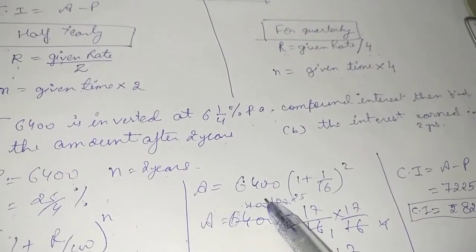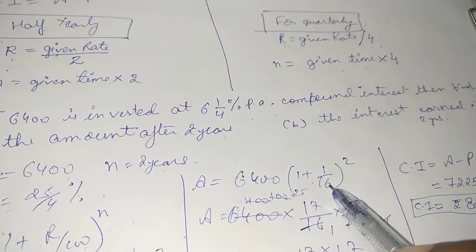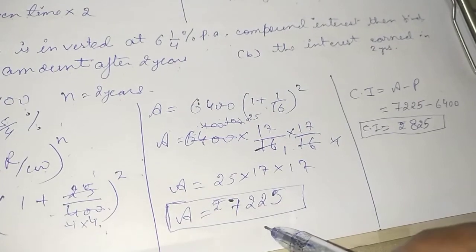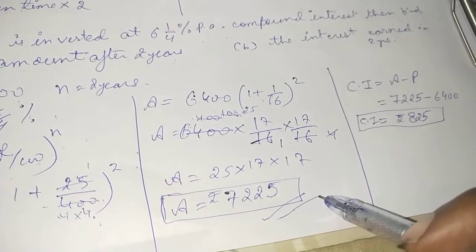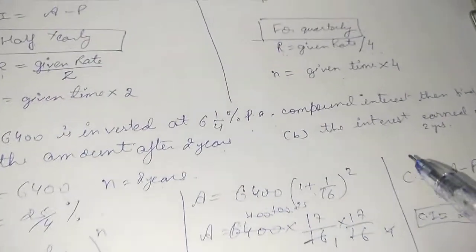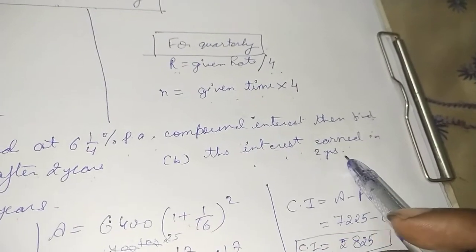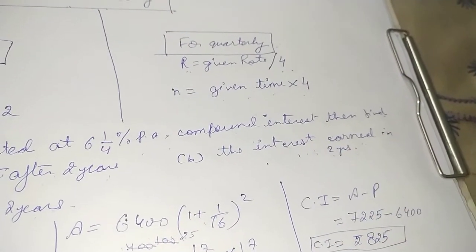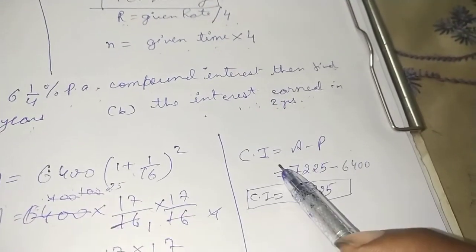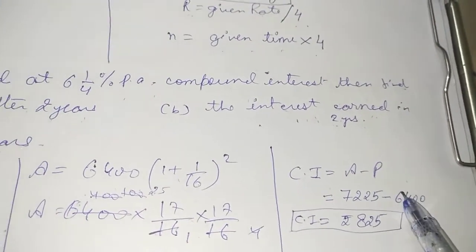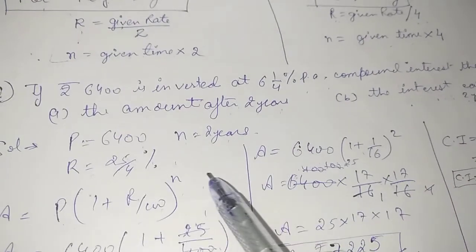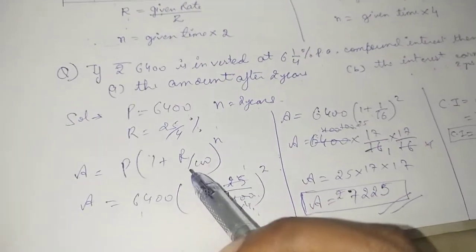And so A will be equal to 6400 into 1 plus 1 by 16. Taking the LCM and solving it, we obtain the amount to be 7225. The next part says the interest earned in 2 years, or interest generated in 2 years, so the CI overall; it could be in any statement given to us. Simply, CI will be equal to amount minus the principal, which will give us the total CI. Clear? So this is what we need to follow to calculate using the formula.